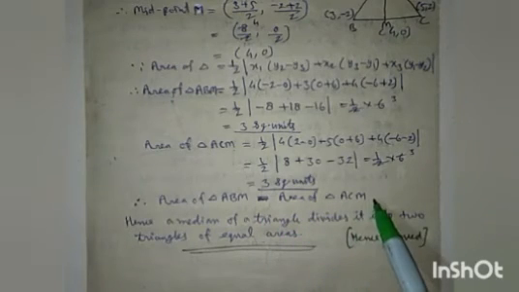So here area of triangle ABM is equal to area of triangle ACM. Hence a median of a triangle divides it into two triangles of equal areas. Hence the theorem is proved.